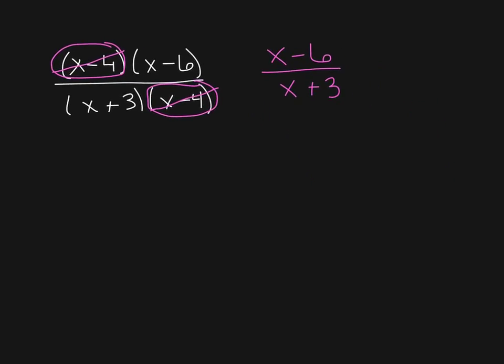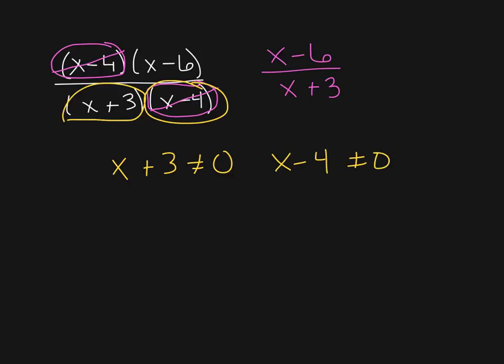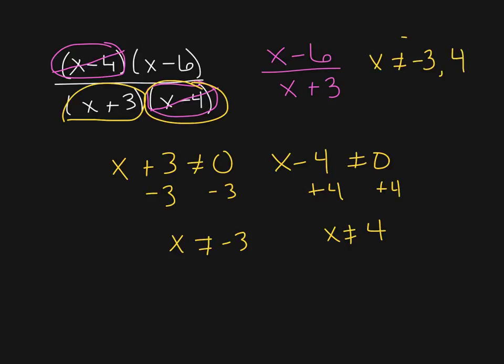We do, however, need to go back and do our excluded values. We need to do the excluded values before things were crossed off. So we use x plus 3 cannot equal 0, and x minus 4 cannot equal 0. So in this one I subtract 3. X cannot equal negative 3. Over here we add 4. X cannot equal 4. So my final answer is x minus 6 over x plus 3. X cannot equal negative 3 or 4.